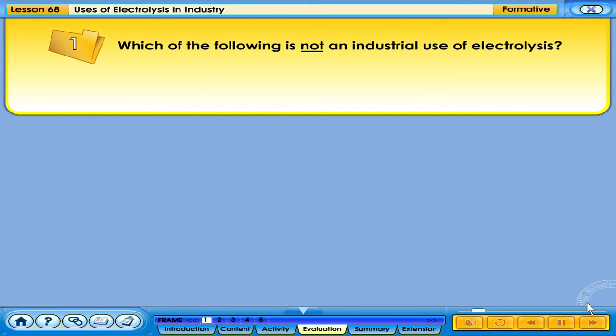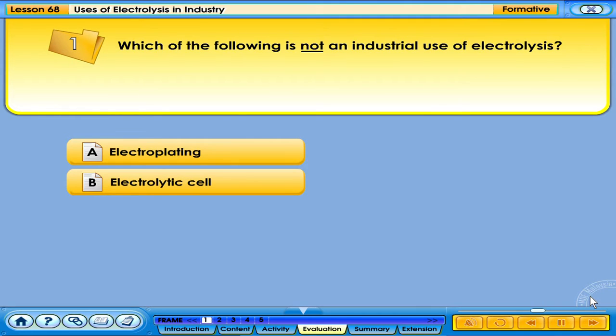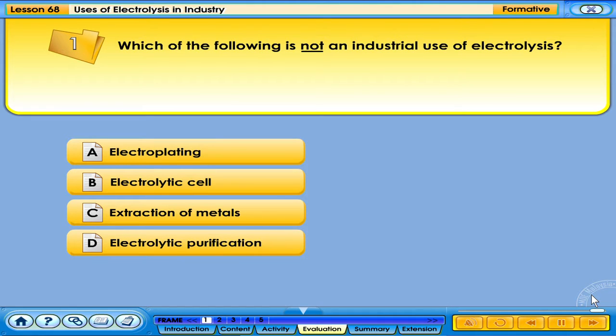Which of the following is not an industrial use of electrolysis? A. Electroplating. B. Electrolytic cell. C. Extraction of metals. D. Electrolytic purification.